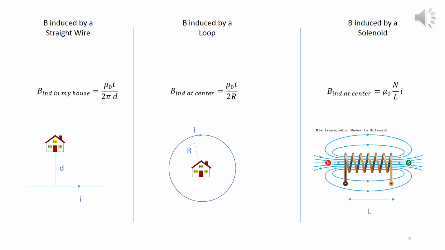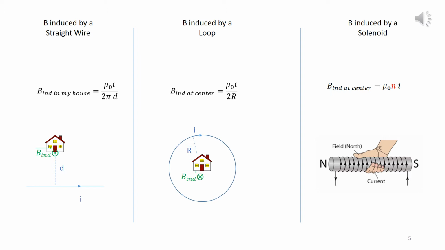Now for a loop, if the wire is a loop, the magnetic field is given by mu0 I over 2r. What if it is a solenoid, meaning a certain number of loops? It becomes mu0 times n over L, the length of the solenoid, times I. Now in the second slide we will think about the direction of this magnetic field induced by the current.